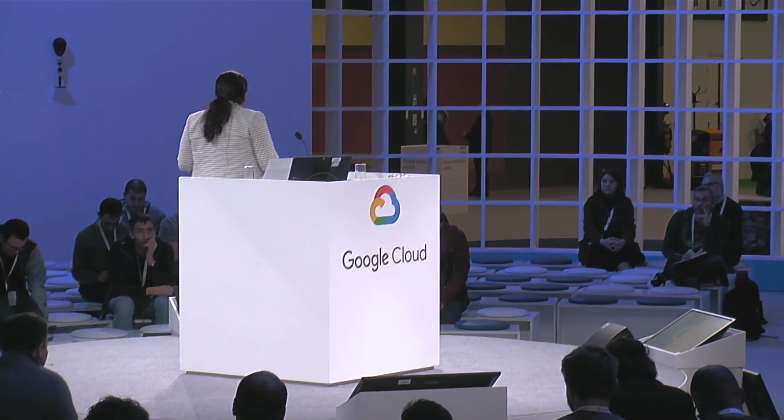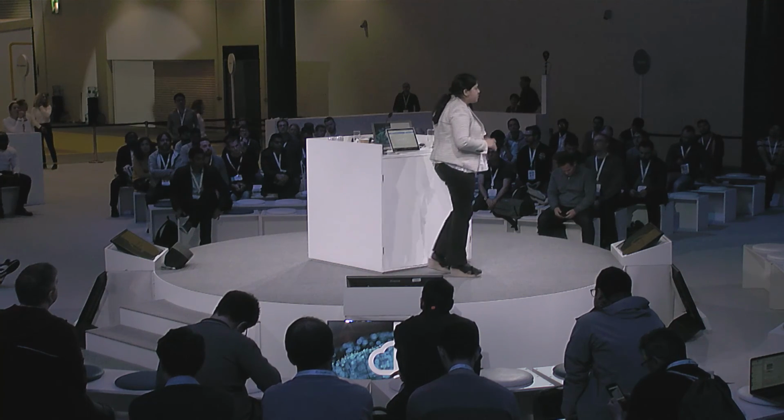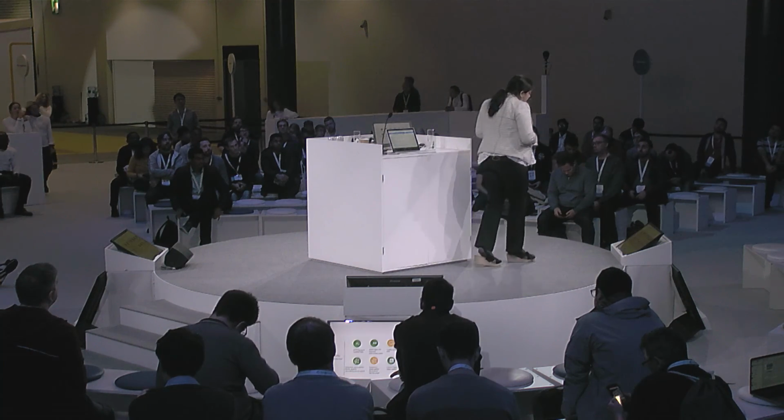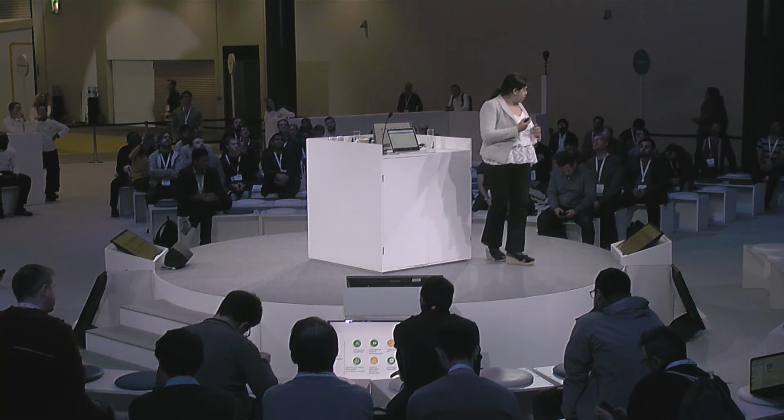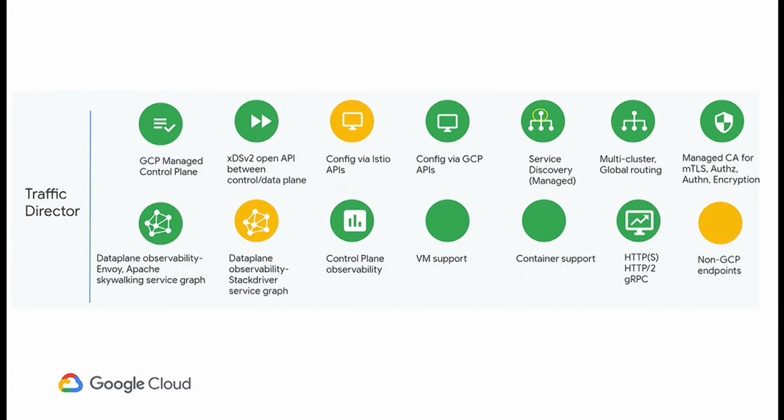I wanted to take some time and bring together everything that we spoke about, and I know it was a whirlwind tour. But if you really think of the different capabilities that we spoke about, a GCP managed control plane. We spoke about the API that exists between the control plane and the data plane. And whatever service mesh product that you use, make sure that API between the control plane and the data plane is open, because if it is not, you're not going to be able to switch your control planes.